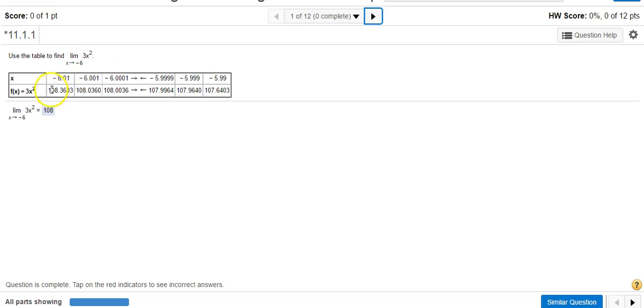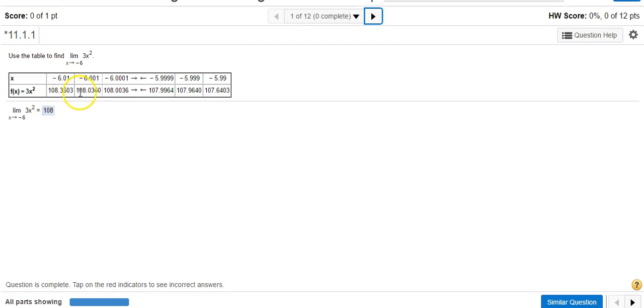It came out to 108.3603. Then you plug another number even closer, -6.001. You get this answer. Then you plug in another number, even closer. And the MATLAB even shows you going from the other side as well. So numbers on the other side of -6 on the number line, numbers that are bigger than -6 are -5.99, -5.999, and then keep going.